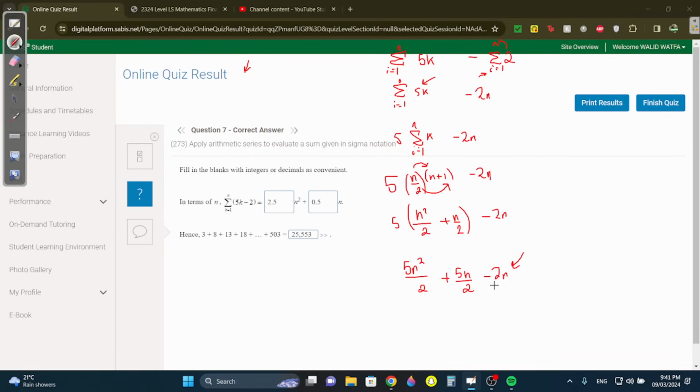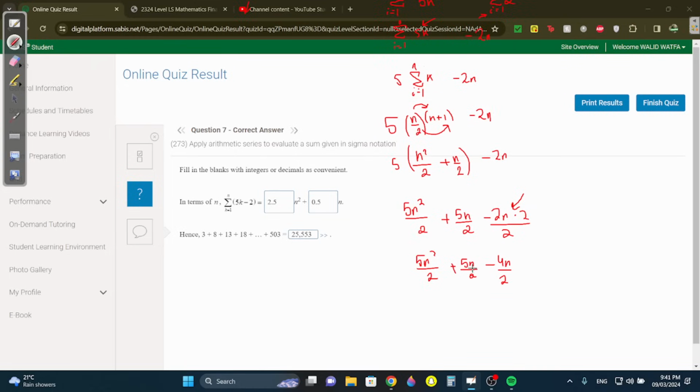Obviously, we have to make the same denominator, right? For minus 2n, we have to multiply by 2 up and down to make it the same denominator. So it will be 5n squared over 2 plus 5n over 2 minus 4n over 2. Simplify this more. 5n squared, you can't simplify it. 5n minus 4n is just plus n over 2.